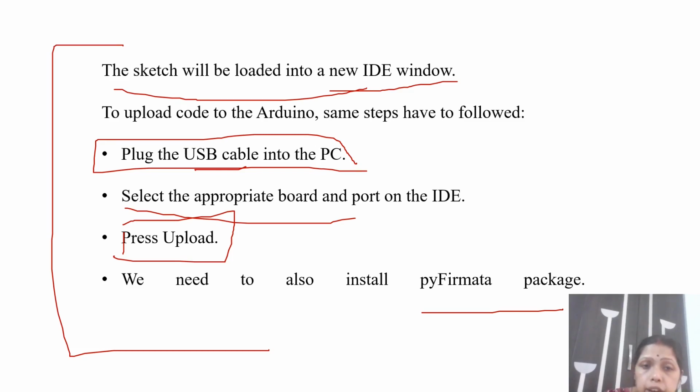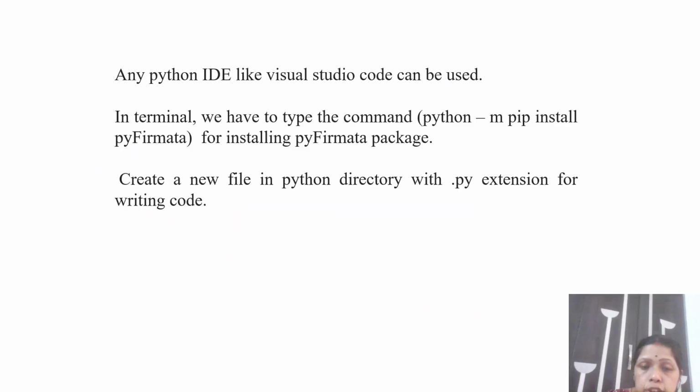Plug the USB cable, open the sketch window, select the appropriate board and port number, write the code, press upload. Before that, for the Firmata package, install it the way I have discussed: go to the File section, Examples, Firmata, StandardFirmata. If you have another Python IDE like Visual Studio, you can also write the code here.